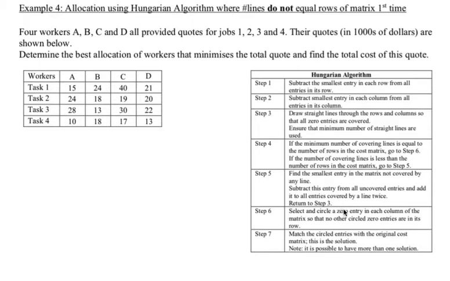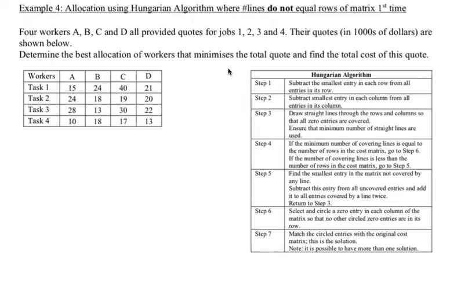As I said before, you obviously won't get these steps printed out in an exam. It's just for our working, and this needs to become internalized. So let's look at the context of the question. We have 4 workers, A, B, C, and D, all provided quotes for jobs 1, 2, 3, and 4. Their quotes in thousands of dollars are shown below. Determine the best allocation of workers that minimizes the total quote and find the total cost of this quote.